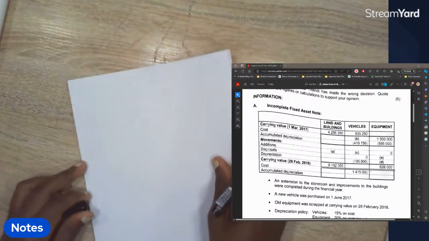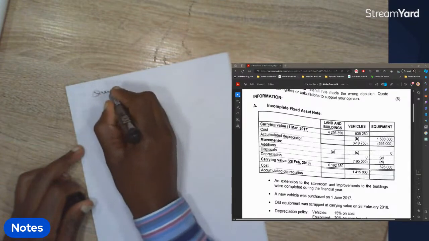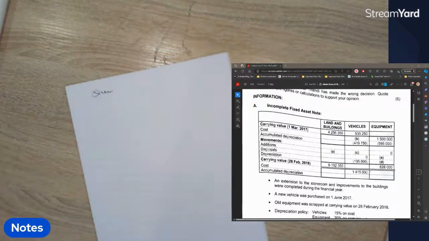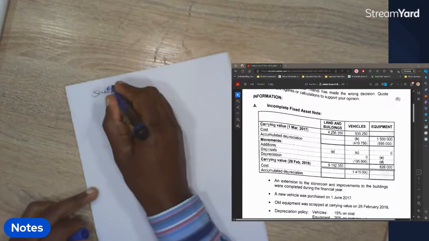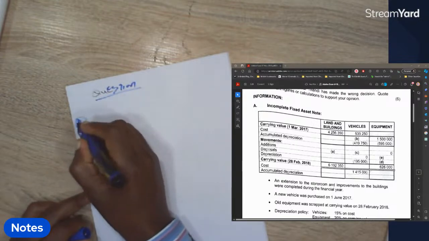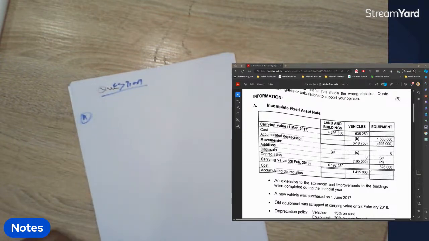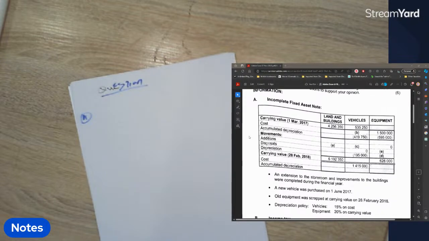So you're going to get a question like this in grade 12. Let's start with A. Remember, if we go down, there's the carrying book value at the beginning, then the buildings, plus the figure that is on A, is equal to that figure we are getting there, 6,192,350.